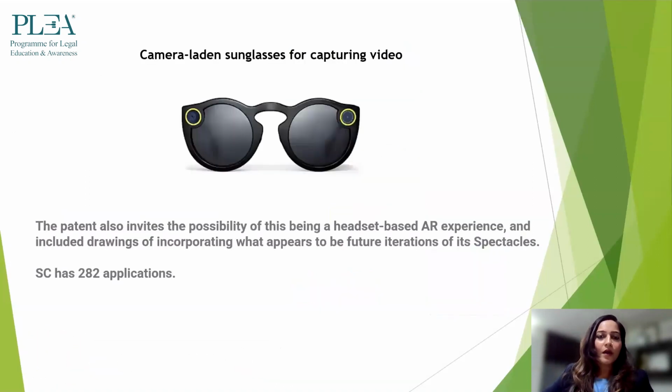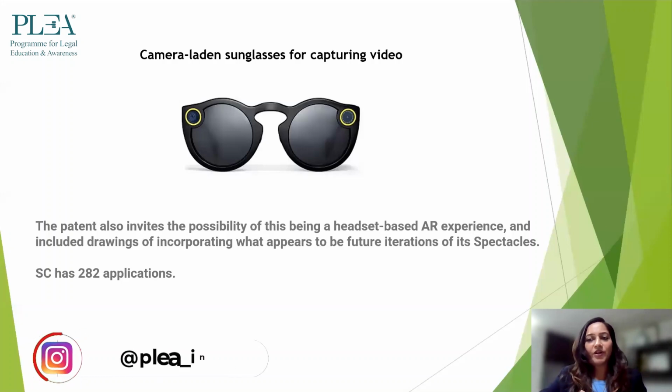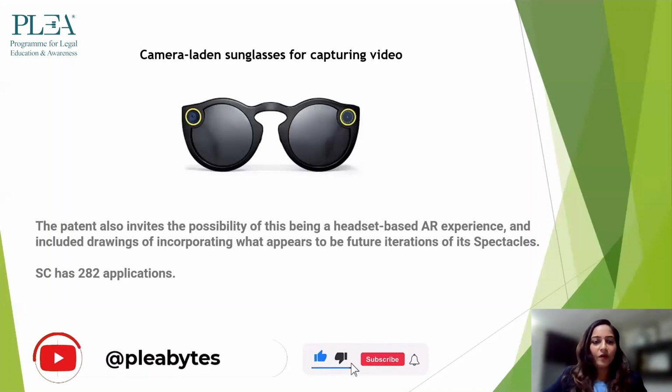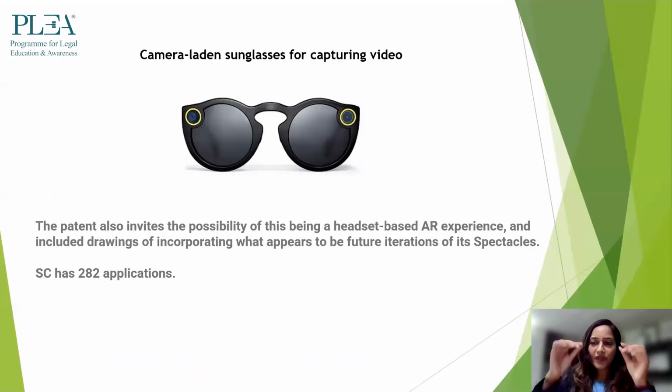Coming to patents, everybody must be aware of this kind of glasses. Snapchat, everybody knew as just an application or some kind of social media platform. But Snapchat has filed 282 patent applications for different technologies. One of them is the camera-laden sunglass for capturing video. They have a button wherein the video recording starts and it's directly integrated to a mobile phone. So, all these foreign companies are filing IP in India because they see some kind of value in filing IP in that particular geography.